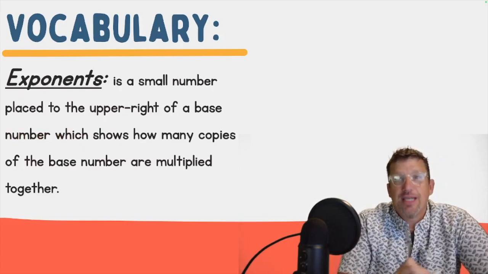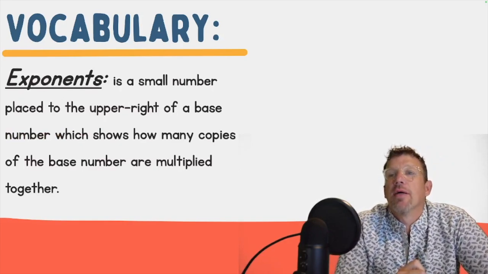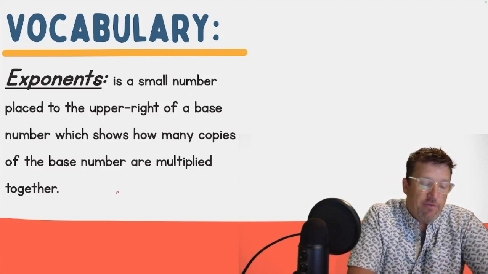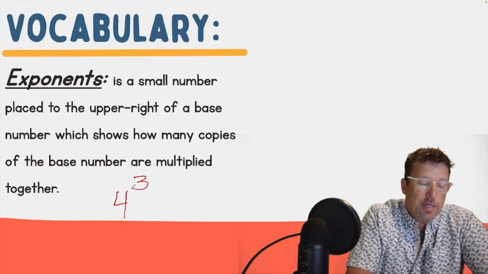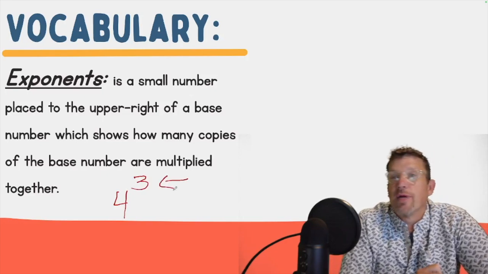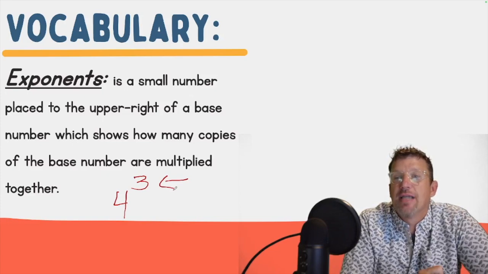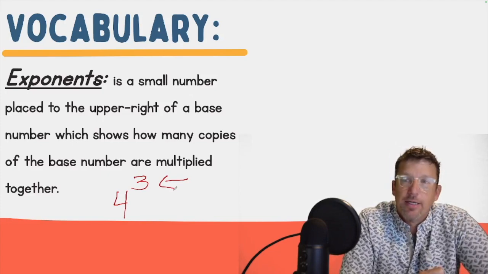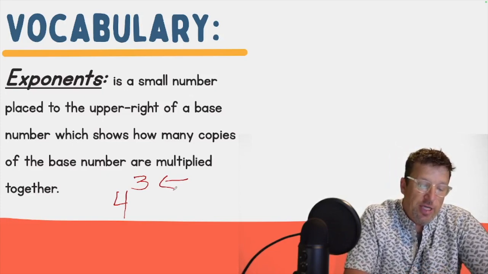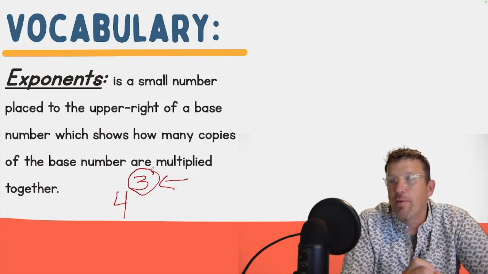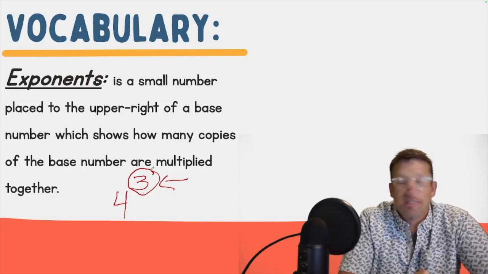The exponent is that small little number that I just showed you up in the upper right corner. Again, I'll write it down here, 4 to the third. The exponent is that 3. And what it's telling us is how many copies of the base number are multiplied together. So the exponent, just for your sake of understanding, is that little guy right there. We're going to explain a little bit more about what they both do in a second.